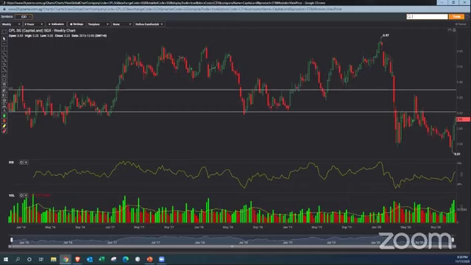So someone asked how to actually look at potential support and resistance levels. Maybe we go back to the PowerPoint first. Give me a moment.